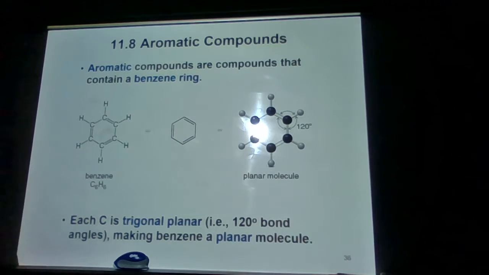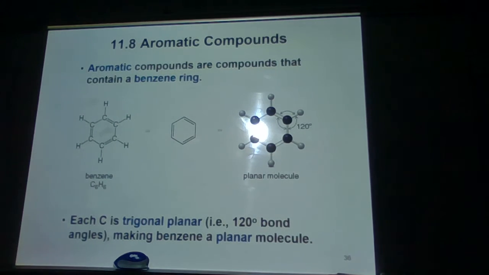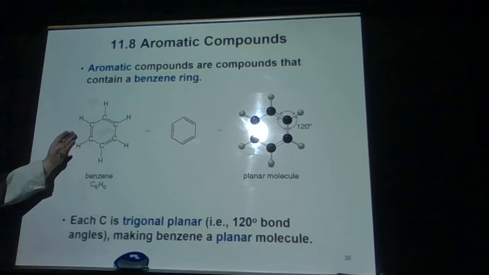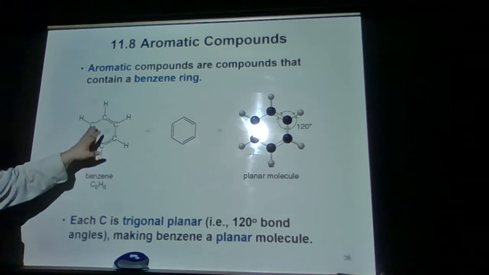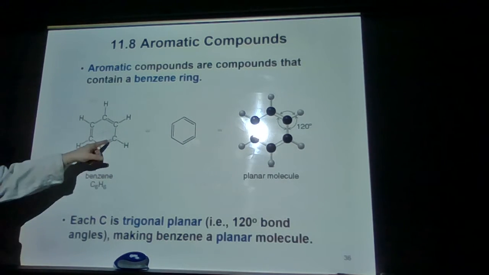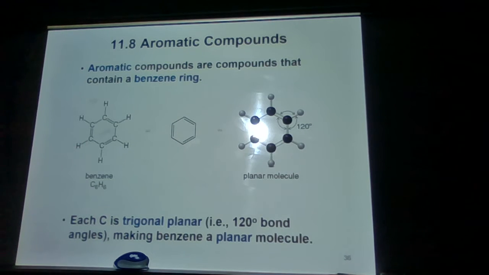Next, we'd like to shift into a six-membered ring known as benzene. These are aromatic compounds. Generally, aromatic compounds are defined by the presence of a six-membered ring with alternating single and double bonds around the entire cyclic ring system.